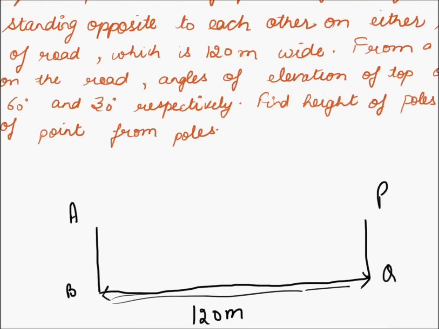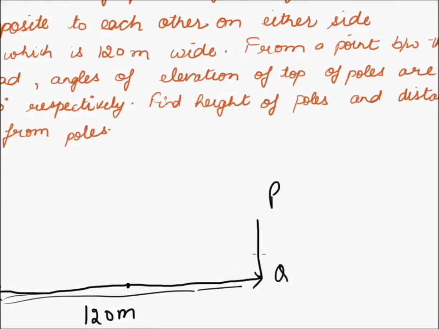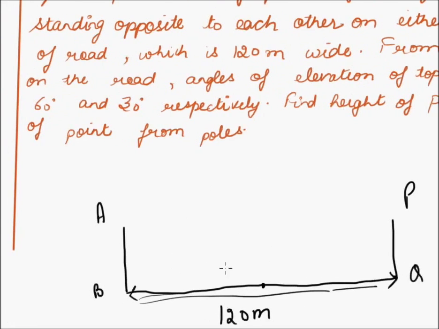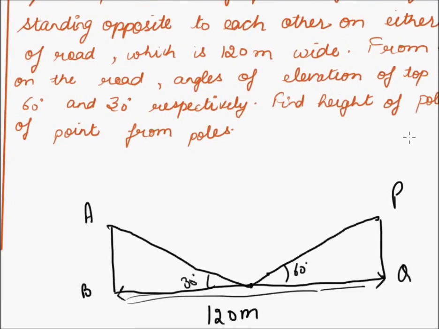From a point between them on the road, the angles of elevation of the tops of the poles are 60 degrees and 30 degrees respectively. Let us assume that for PQ, the first pole, the angle of elevation is 60 degrees, whereas for AB it is 30 degrees. Find the height of the poles and the distance of the point from the poles.